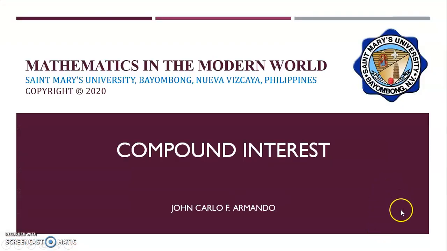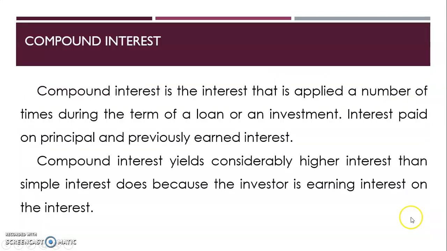Sa lesson na to, pag-aaralan natin ang compound interest. Nung sa previous lesson, we studied the module about simple interest. Compound interest is the interest that is applied a number of times during the term of a loan or an investment. Interest paid on principal and previously earned interest. Compound interest yields considerably higher interest than simple interest does because the investor is earning interest on the interest.